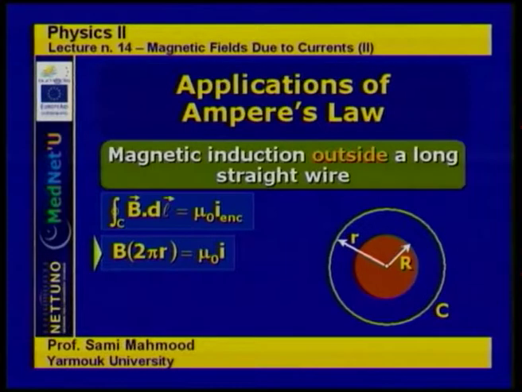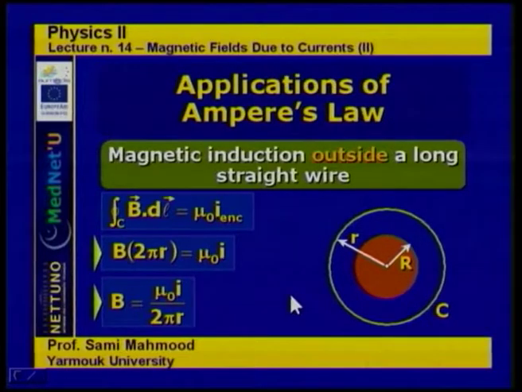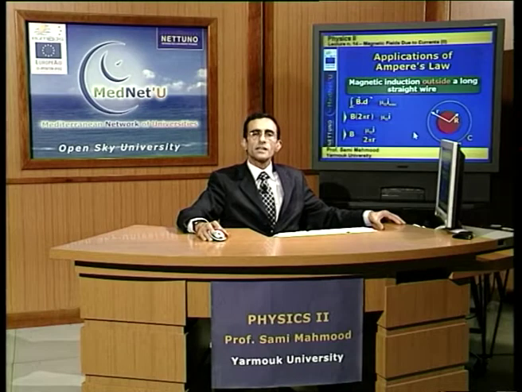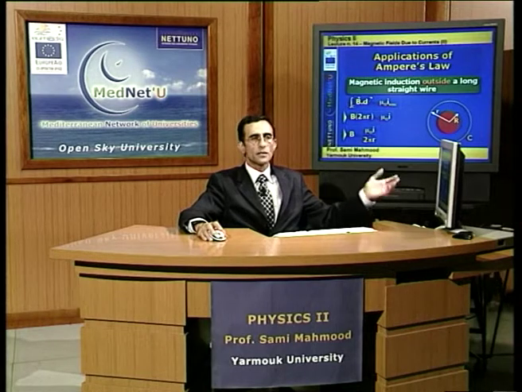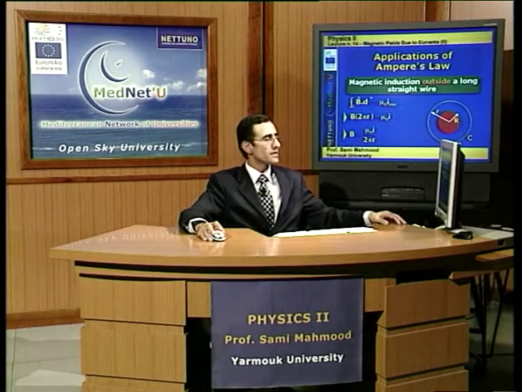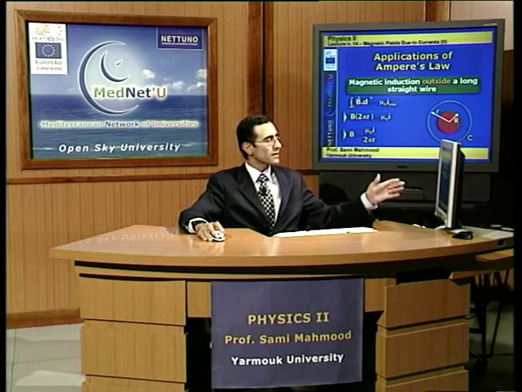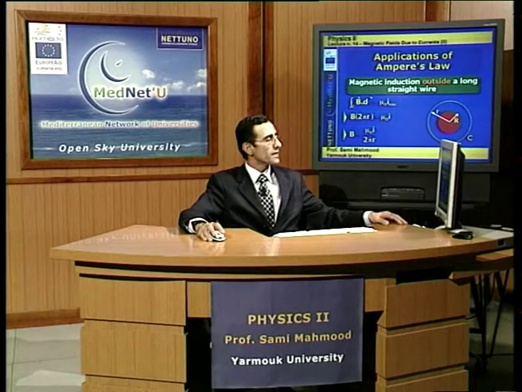So that gives us the result. B times 2 pi r is equal to mu naught I, or the magnetic induction at a point a distance r from the center of the wire is equal to mu naught I over 2 pi r. This is exactly the same result that we obtained by applying the Biot-Savart law directly. And it should be the same, but it's much easier. If we notice, the calculation is much, much easier than using the Biot-Savart law.